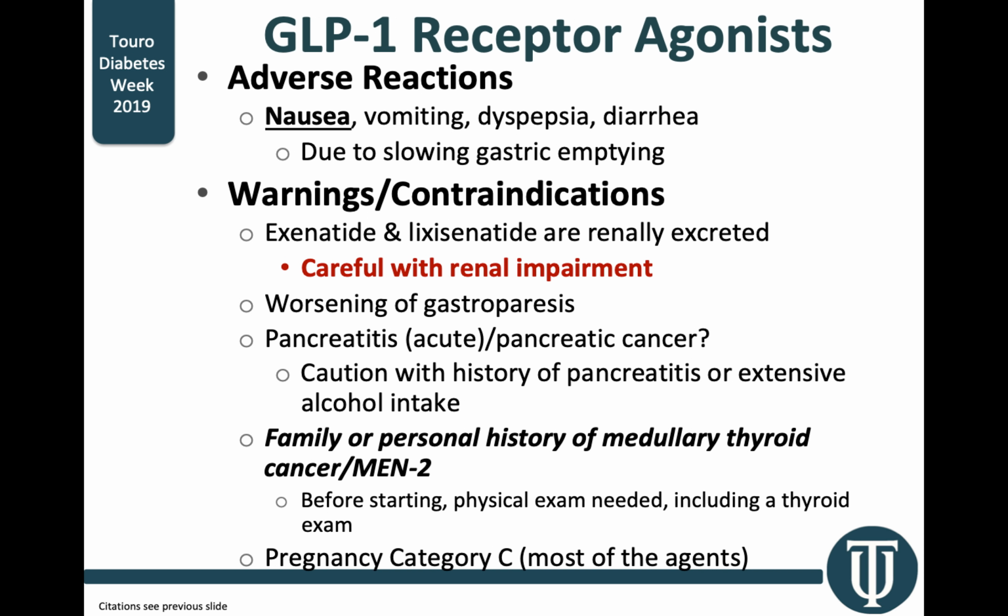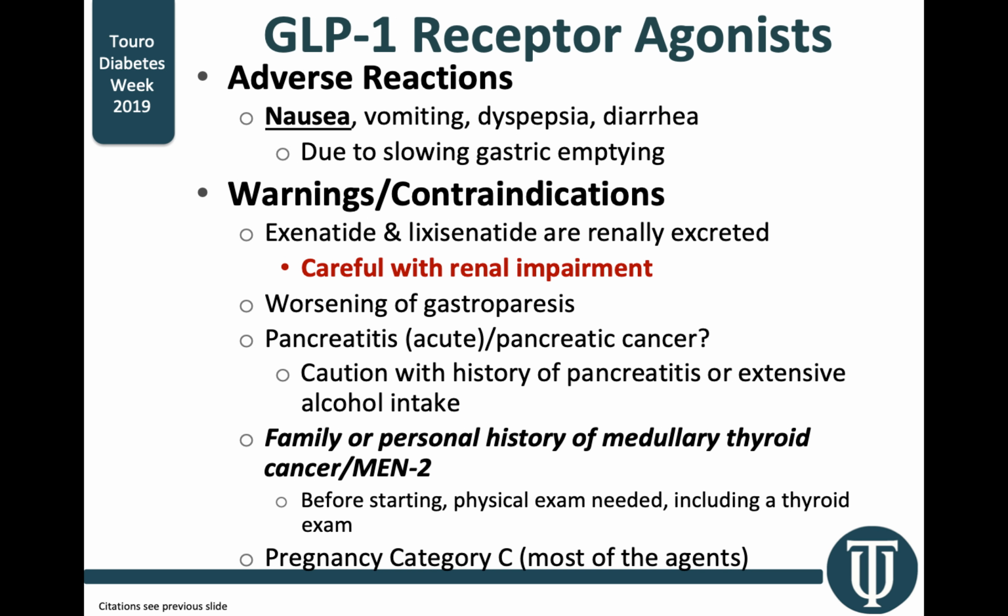And this is one of the warnings. For those who have gastroparesis, if they have it but they don't know it, by being on a GLP-1, the symptoms of gastroparesis will surface very quickly. Same as DPP-4 inhibitors, for those who have a history of pancreatitis and also drink a lot of alcohol, a GLP-1 receptor agonist is not a good option for them.